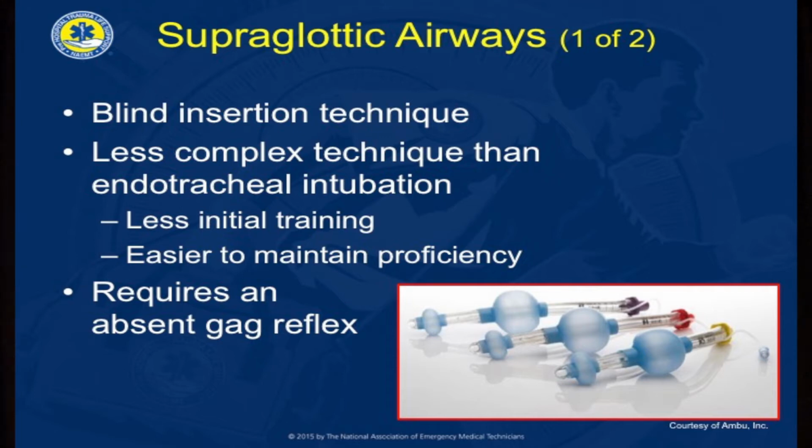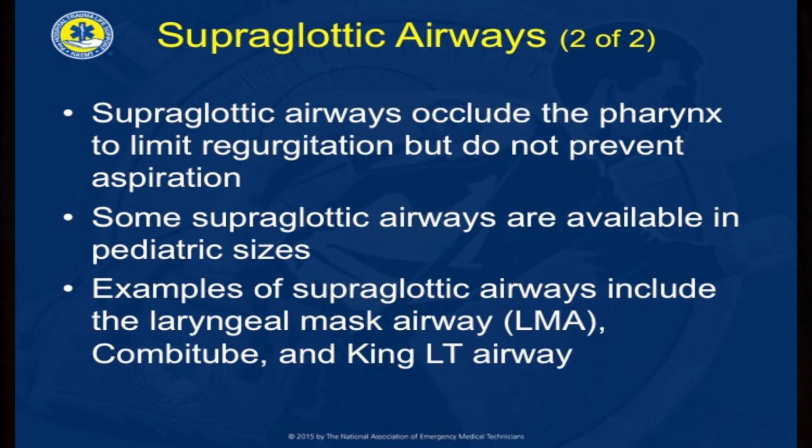Just like any device going into the mouth, though, we want to make sure that the patient does not have an intact gag reflex. The supraglottic airways will occlude the pharynx. It will limit regurgitation a little bit, but is not 100%, so your patient can still aspirate. Some of them are available in pediatric sizes as well, so you may see those. You've got the LMA, which does have pediatric sizes. A version of the LMA called the iGel has pediatric sizes as well. We have the Combitube, which only had 2 sizes, the adult and the small adult size, and is contraindicated for pediatrics. And the King Airway, which does have pediatric sizes also.